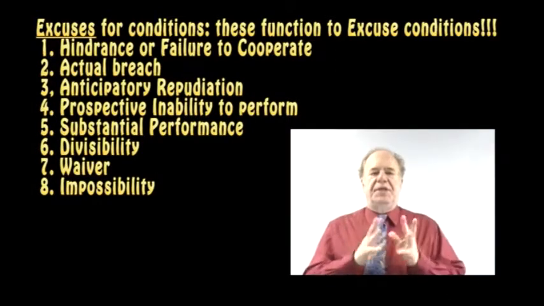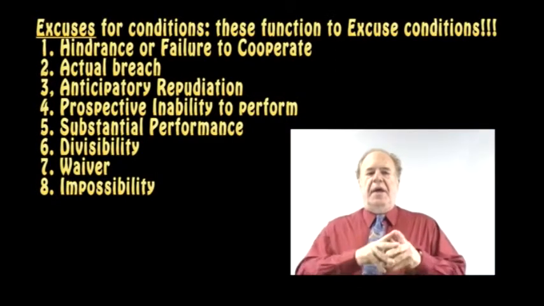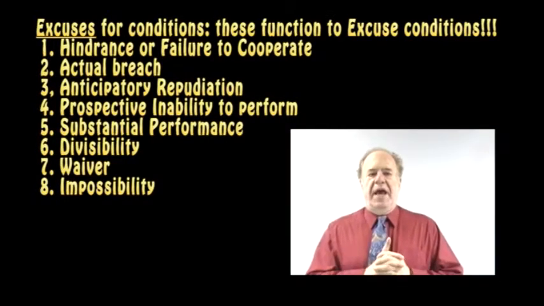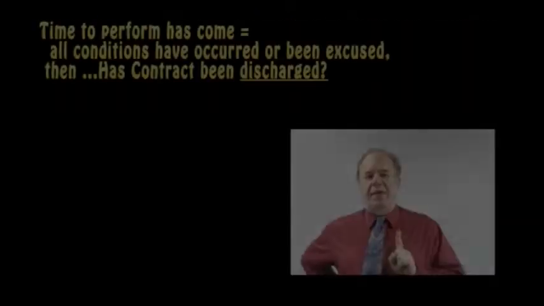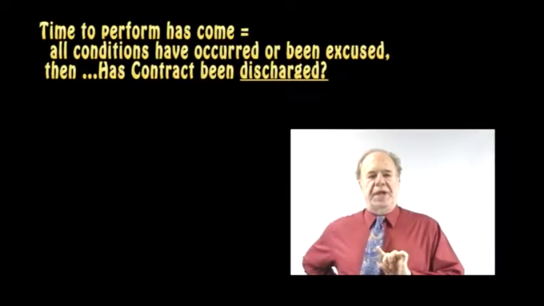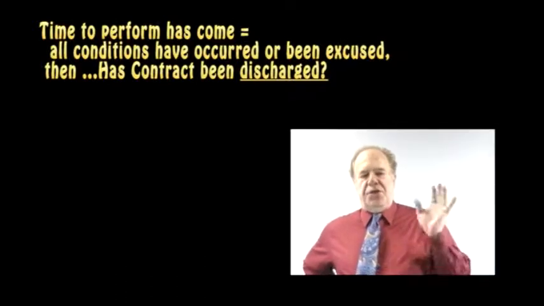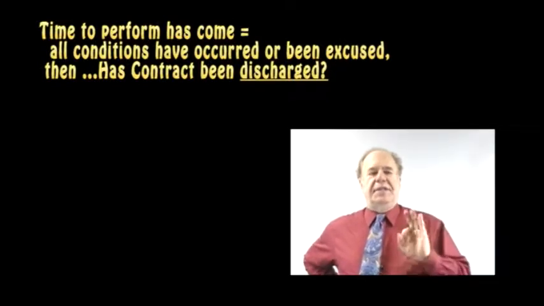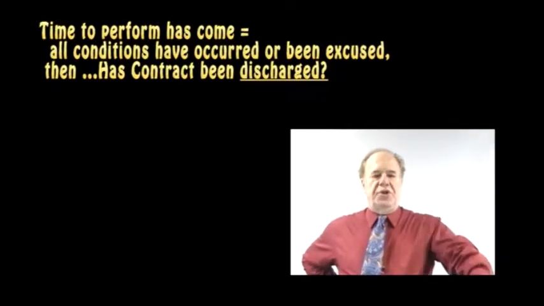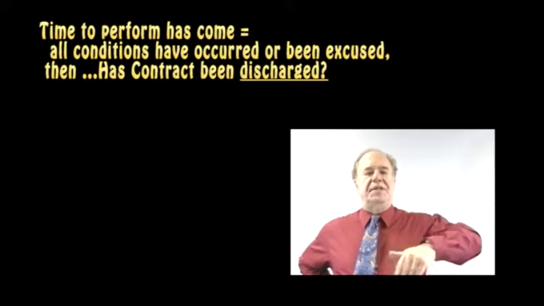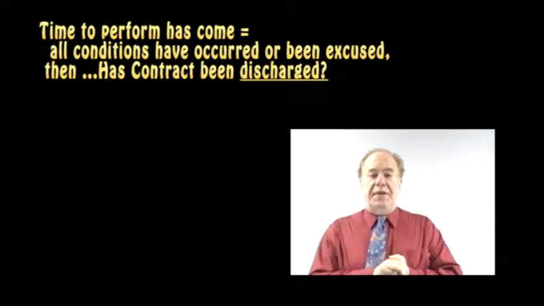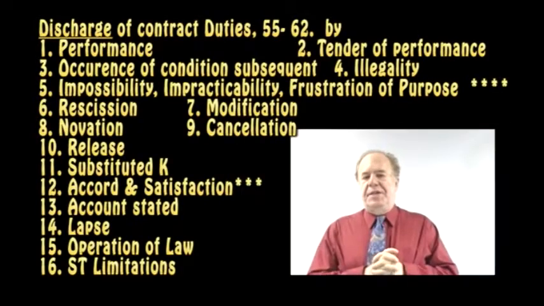So there are a number of things that are conditions, or that excuse the occurrence of conditions in contract, and you want to pay very careful attention to them. But as you proceed through the outline, the next thing you'll find are things that discharge the contract. Because if the conditions have either occurred or been excused, now it's time to perform. Has the contract been discharged by complete performance or something else that discharges the contract so that we'll be done with our analysis? We won't have to go on. How do you discharge a contract?